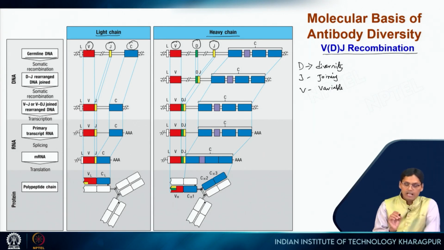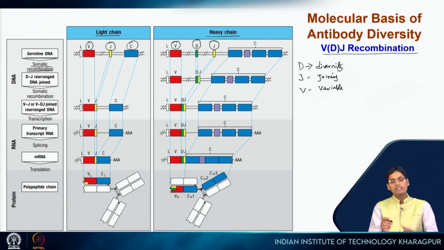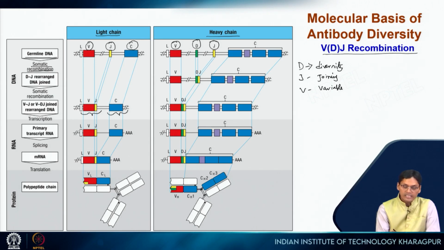Now, what is happening? They undergo a kind of recombination that is called somatic recombination. As a result, in the case of the light chain, when V and J join together, some shuffling happens. Here you can see that V and J are joined together, and the constant domain is also coming. After this rearrangement of the DNA, because of transcription, you get the primary transcript. So this is the RNA now.